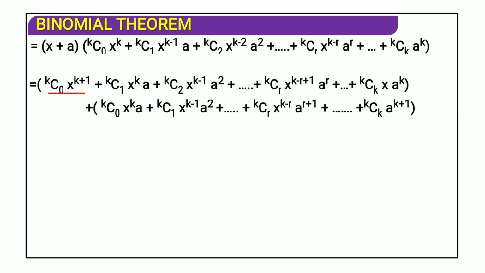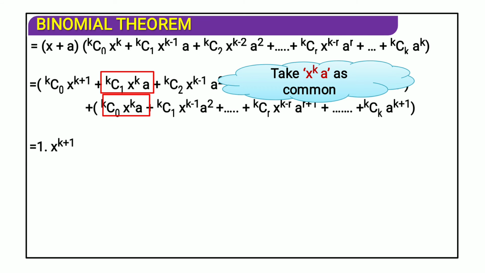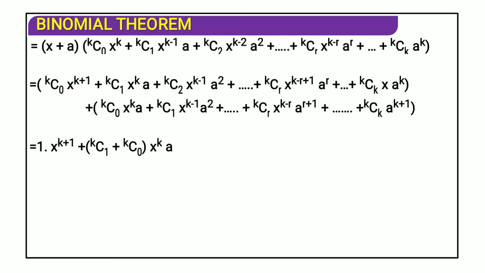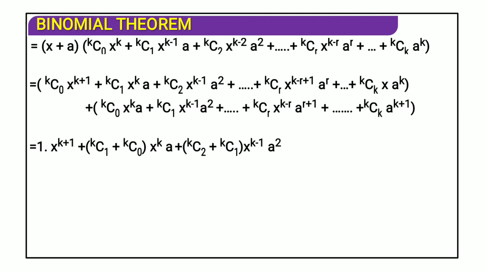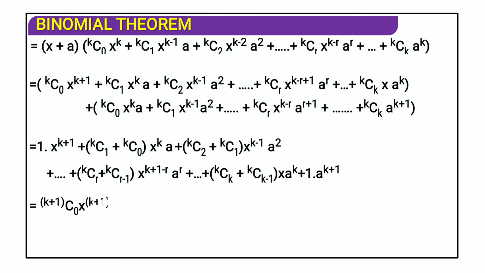What we are having is kC0 is 1, x^(k+1). The kC1 is k, as you know. These are the coefficients, these are the values of a. I can take out common a from here. x^k, kC1, kC0. Taking a^2 from here, this is x^(k-1) a^2, and in the bracket this remains as it is. Same is like this, and at the end we'll get this.